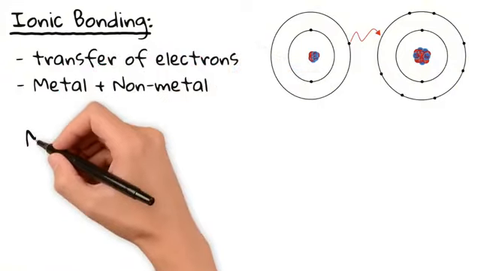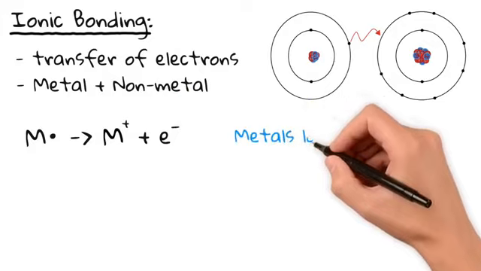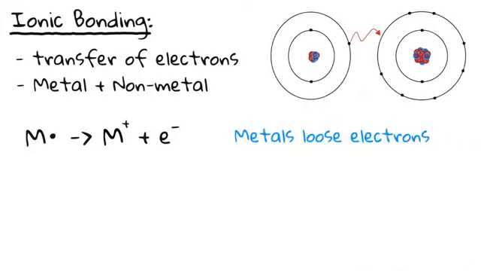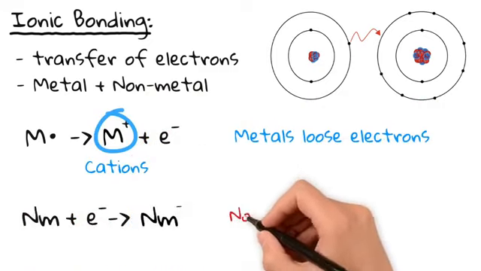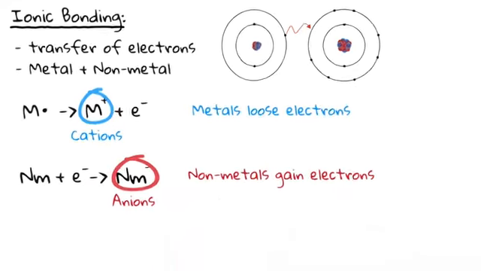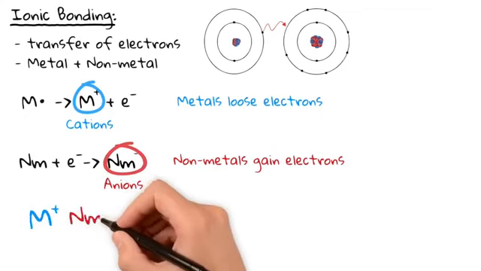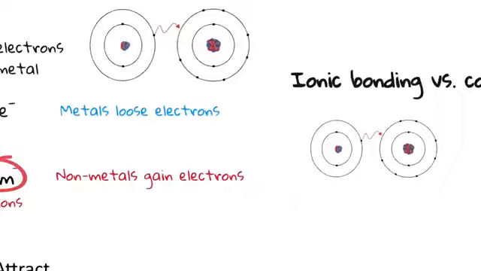a metal and a non-metal. Here's the key idea. Metals always lose electrons, forming positive ions called cations. Non-metals always gain electrons, forming negative ions called anions. These oppositely charged ions attract, forming a strong electrostatic force, which is the ionic bond.